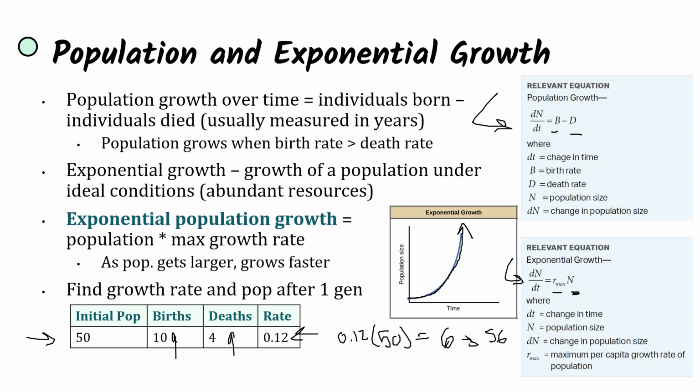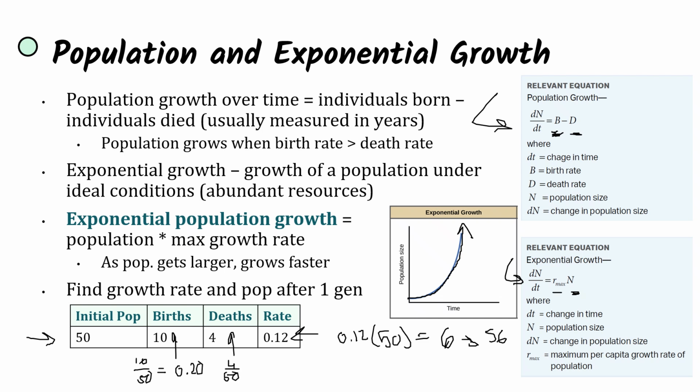Now, let's say we didn't know the rate and we needed to calculate the rate. Well, to calculate our population growth, we use our birth rate minus our death rate. And so our birth rate is going to be 10 out of 50. That's how many individuals are being born. And 10 out of 50, 1/5, is 0.20. Death rate is going to be 4 out of 50.